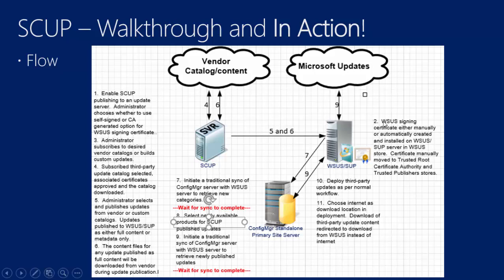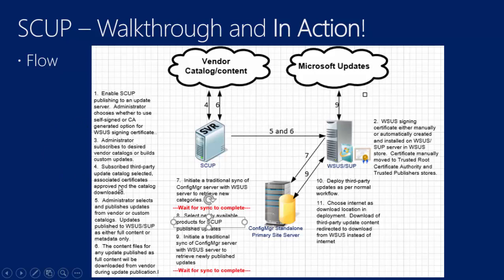Step 2 is the WSUS signing certificate is either manually or automatically created and installed on the WSUS SUP server in the WSUS store, and then the certificate is either manually or, if you have third-party update integration, automatically moved to the Trusted Root Certificate Authority and Trusted Publisher stores, right? Then finally, 3, the administrator subscribes to desired vendor catalogs or builds custom updates, or maybe your line of business developers build the custom updates.